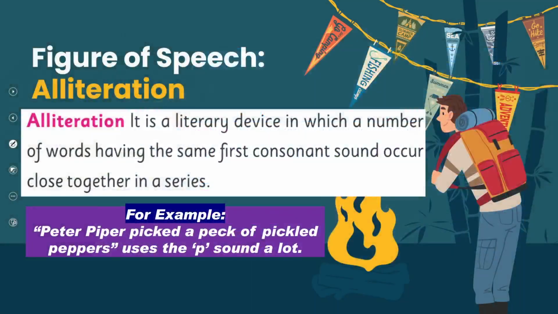Now, for this one, alliteration, it's a literary device or a figure of speech in which a number of words having the same first consonant sound occur close together in a series. Let's look at it with an example. Now, Peter Piper picked a peck of pickled peppers.